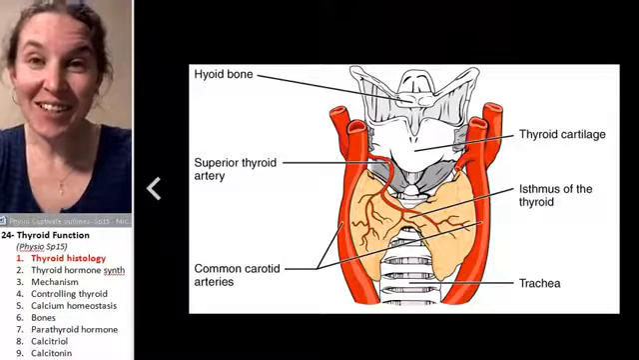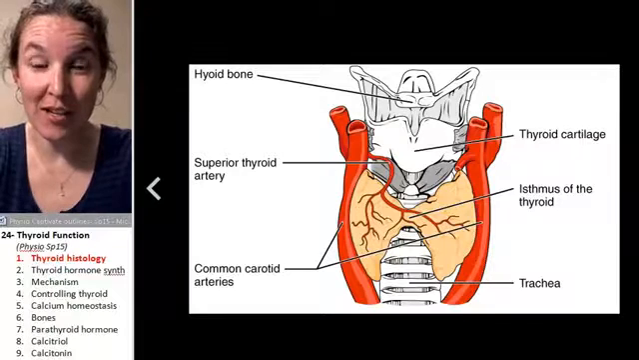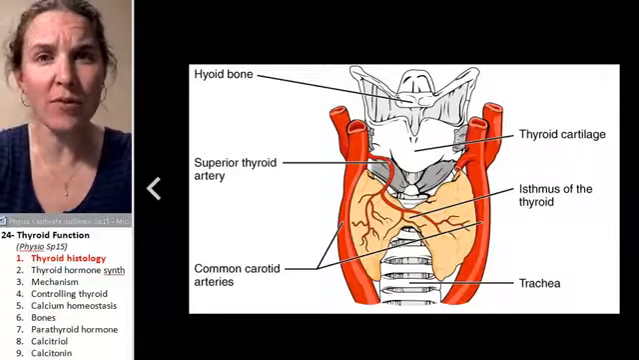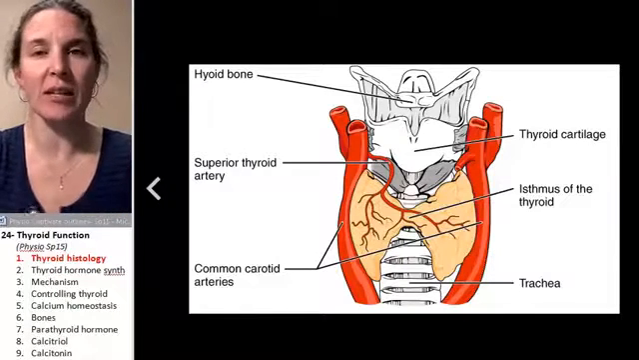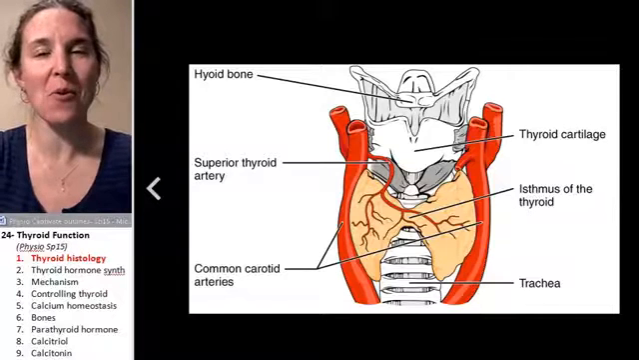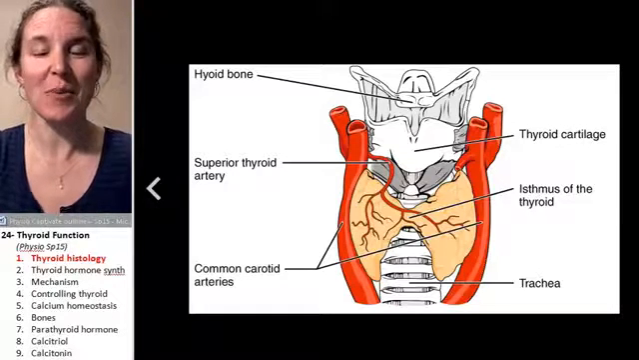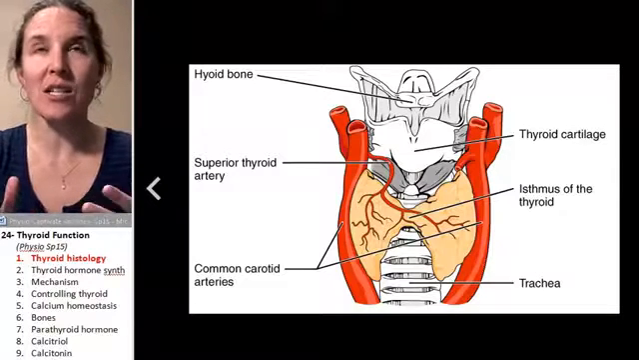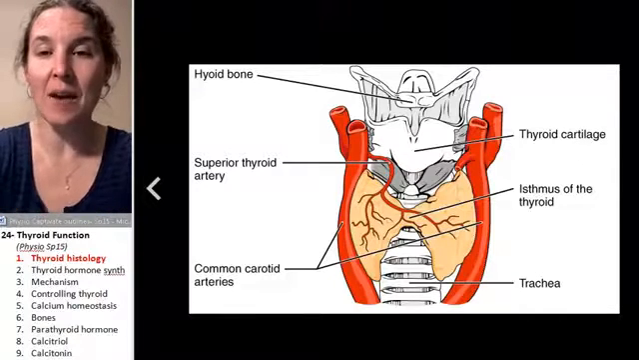Today's lecture we're going to talk about the thyroid gland, and we're going to look at several different areas in which the thyroid gland, thyroid hormone function to maintain homeostasis in your body. Before we start, we kind of need to do a little bit of thyroid anatomy.